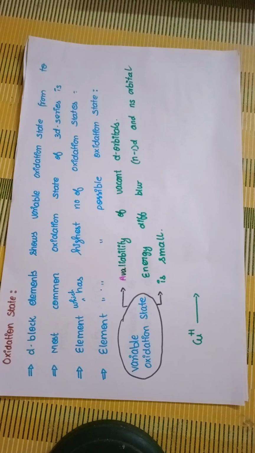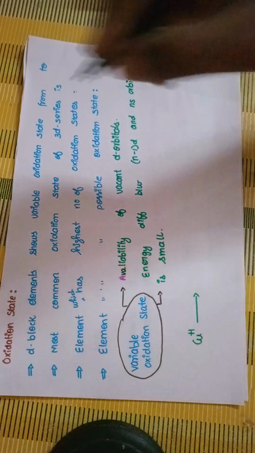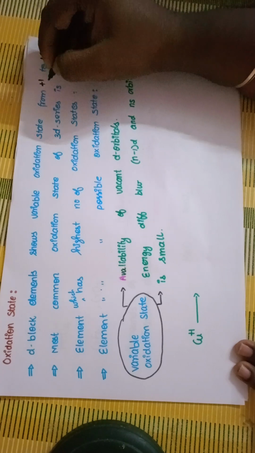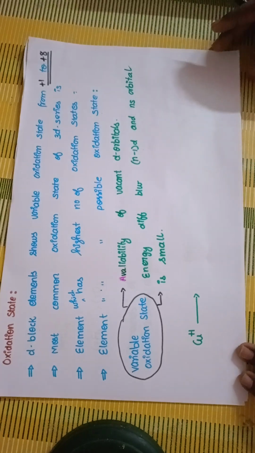So having discussed all those things, we are going to discuss the next important concept, that is oxidation state, a very important one. D block elements show variable oxidation states, from +1 to +8. That is very, very important.